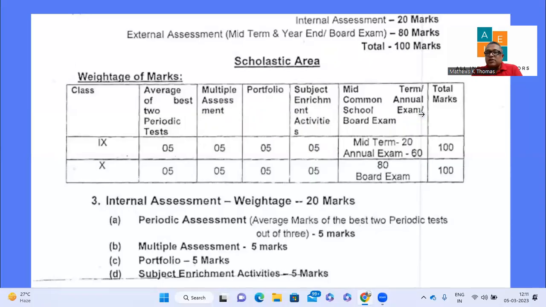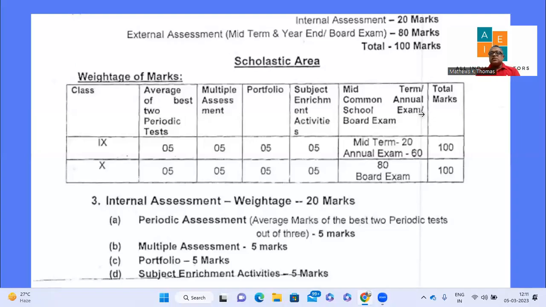Now the midterm and annual exams will be in the same pattern as the board exams, right? So that's going to be 80 marks. But what they have specified here is that when the calculation is done, it's going to be 20% of the midterm and 60% of the annual exam. So the question paper is designed out of 80, just like the board exam, but the weightage of the midterm and the final board exams are given as 20% and 60% respectively.